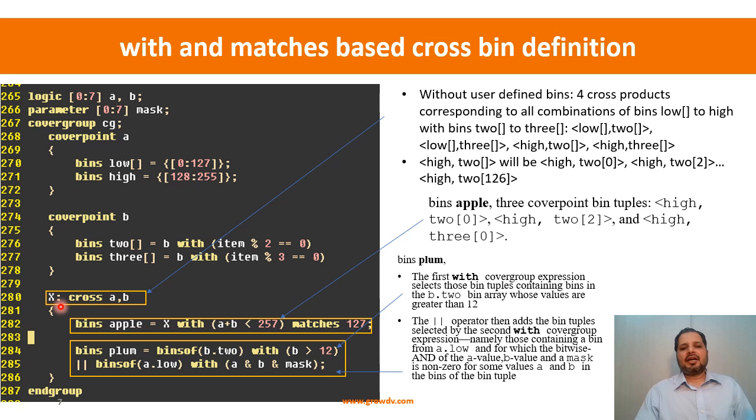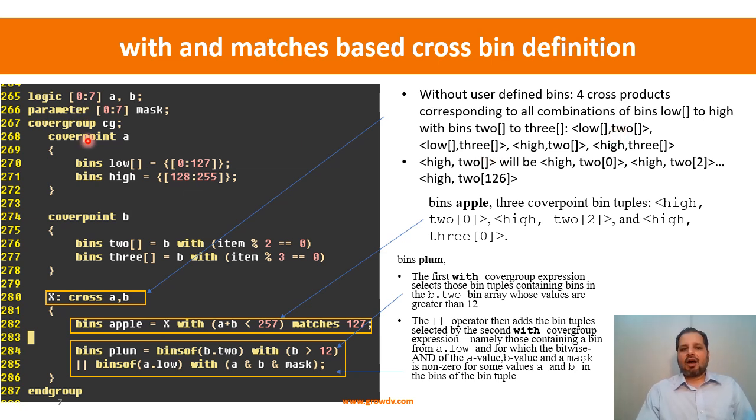Now we are creating one cross. The name of the cross is capital X, and we are crossing these two variables A and B. Since we have the cover points already defined, it's going to consider them. Now the important detail that we really need to look at is the way we are defining these two bins. Let's say we forget these two bins for a moment, and if I had just defined cross A, B, then I would have had 4 cross products. What are those 4 cross products? We have these two bin values, low and high, and mod 2 and mod 3. So they would have gotten combined, and we would have seen low 2 and low 3, high 2 and high 3. That's how 4 cross products would have gotten created.